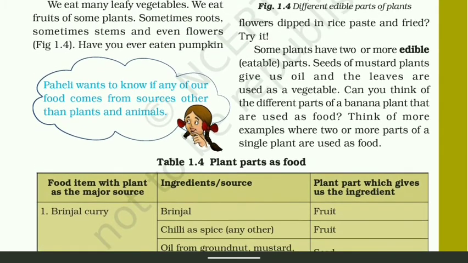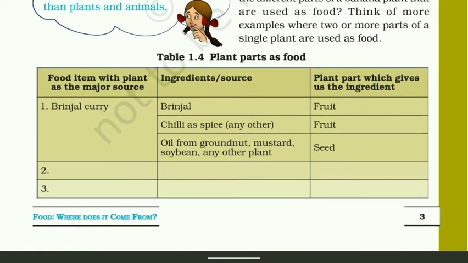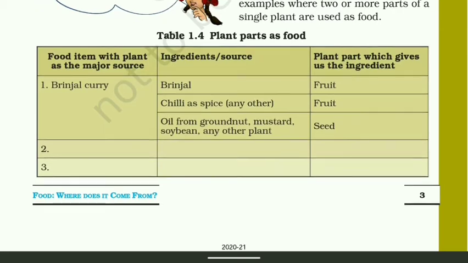Paheli wants to know if any of our food comes from sources other than plants and animals. Table 1.4, plant parts as food. Food items which have plants as the major sources. Ingredients, and the source plant part which gives us the ingredients. Brinjal curry: brinjal, chili as spice. Any other? Oil from groundnut, mustard, soybean. Any other plant? Fruit, seed. Okay.